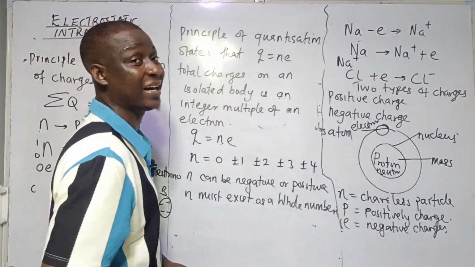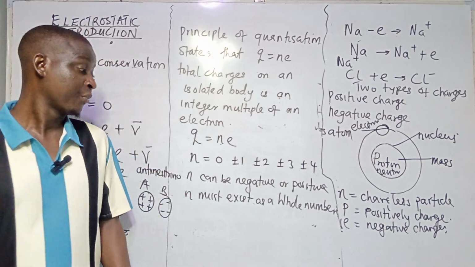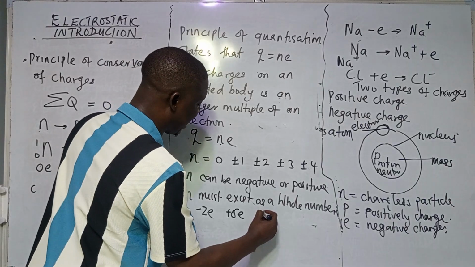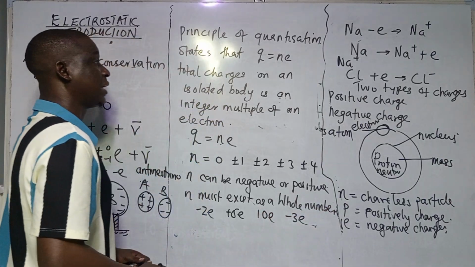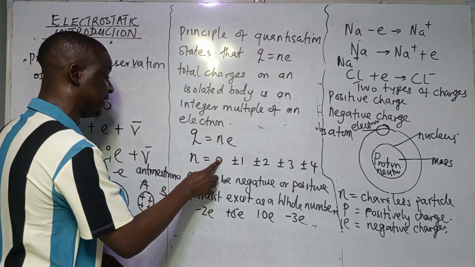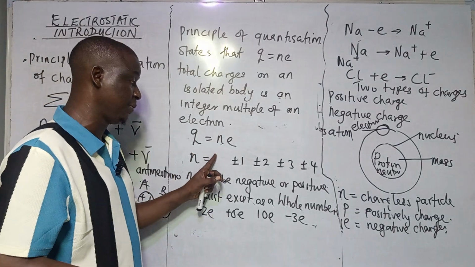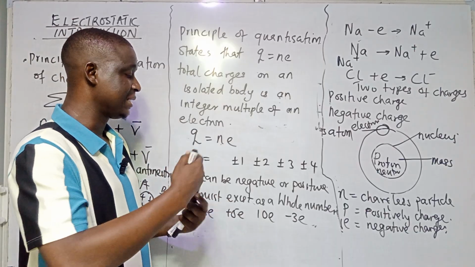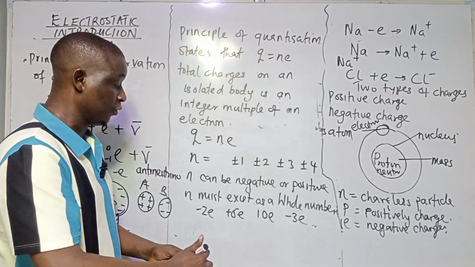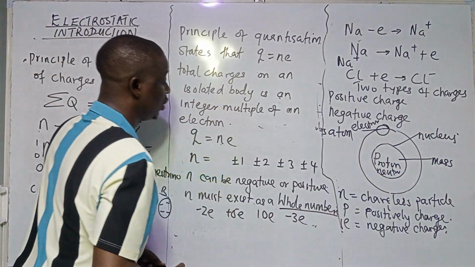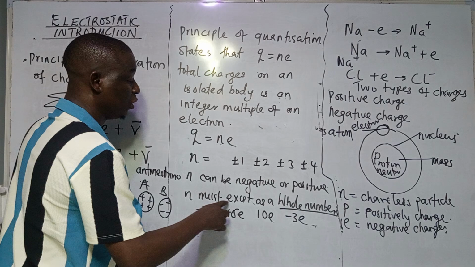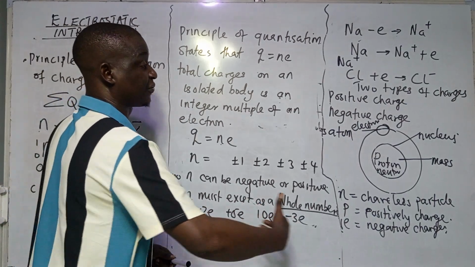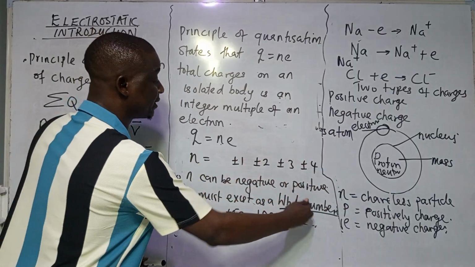I was talking about transferring of electrons from one body to another. It is easy to transfer minus 2e, plus 5e, 10e, minus 3e. You understand? Because this one can be negative, can be positive. It can transfer minus or plus, a whole number. So charges exist as whole numbers. N must exist as a whole number for easy transfer. And these elemental particles that can be transferred from one body to another must exist as a whole number.